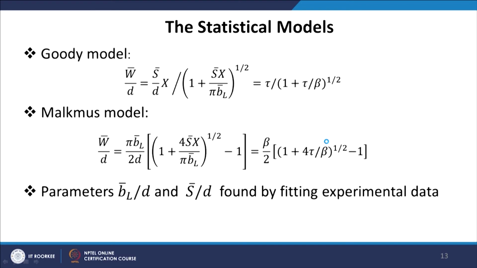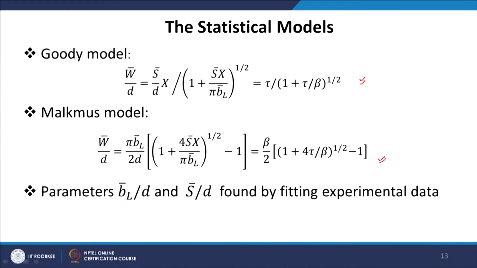So, the expression for W bar by D is given here for the Goody model. It will be best understood when we take one example. So, the Goody model will have W by D given by this relation, and the Malkmus model has W by D given by this relation. I am not going to explain how these relations are derived. There is a complicated theory behind these two models, but it turns out that the emissivity formula is the same for both models, and the parameter W by D can be calculated using the formulas given on this slide.